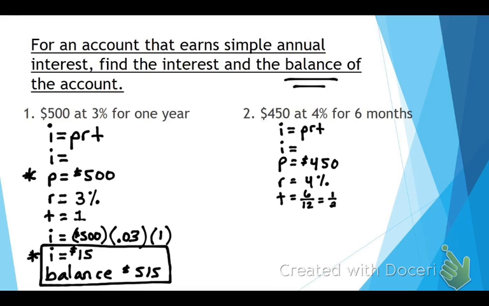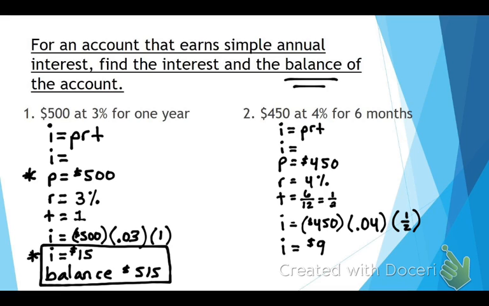So now I'm going to start plugging things in once again. I equals PRT. I don't know my I. My P is $450. My rate has to be changed to a decimal. So what will that be? Okay, 0.04. And what's my time? Half of a year. How much was the interest? $9. Remember, your interest will always come out as dollars.